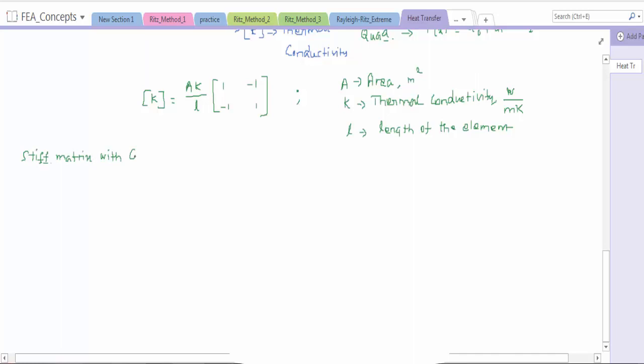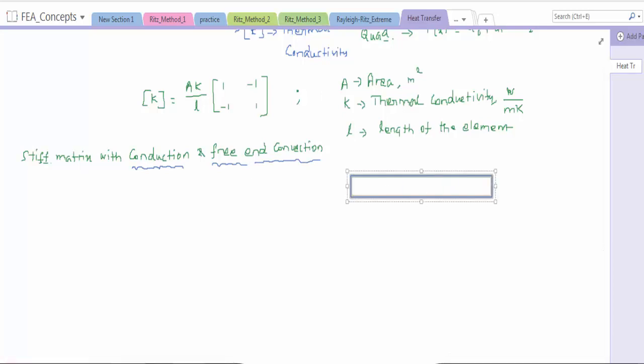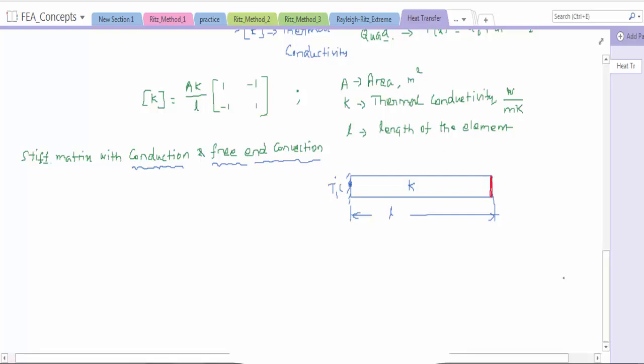So now the stiffness matrix with conduction and convection, that is only free end convection. Heat is transferred from the solid to your atmosphere. One end is fixed at T1 degree Celsius. So we have a thermal conductivity for the bar, and in this face the heat is transferred only from this end face, that is called free end convection. We need here h and the atmospheric temperature, that is watts per meter square Kelvin, and atmosphere temperature.